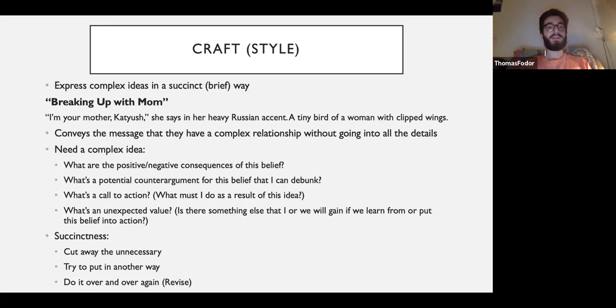If we look back at the example from breaking up with my mom, there's really no way that she came up with this complex idea and put it in this succinct way on her first draft. Through subsequent drafts, she arrived at this interesting way to discuss her relationship with her mom. And that's what you're going to have to be doing during this revision process. There are going to be things that you're going to be changing through your essay. Again, it's part of the process. Don't let that discourage you.